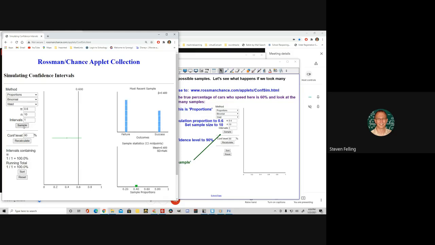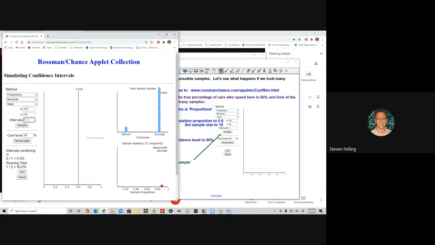So if I click sample, it'll put a little dot on the screen, which is my p hat. And it'll be green if it happens to include what the real population value is, which I said was 60%. Okay. You might have red if I do this again. Occasionally I'll get one where the p hat's further away, and then I would get a red interval because it failed to capture that, right?